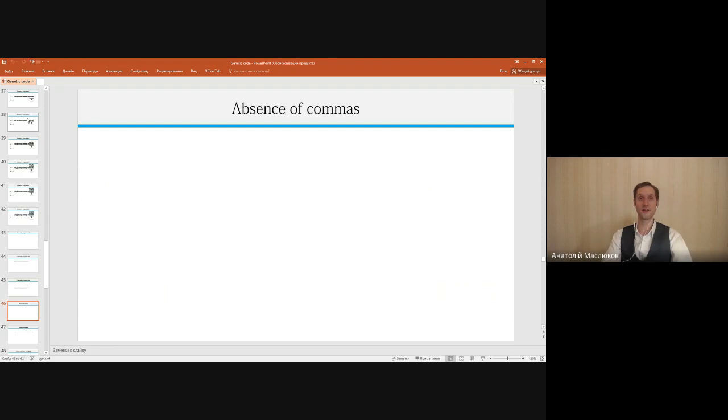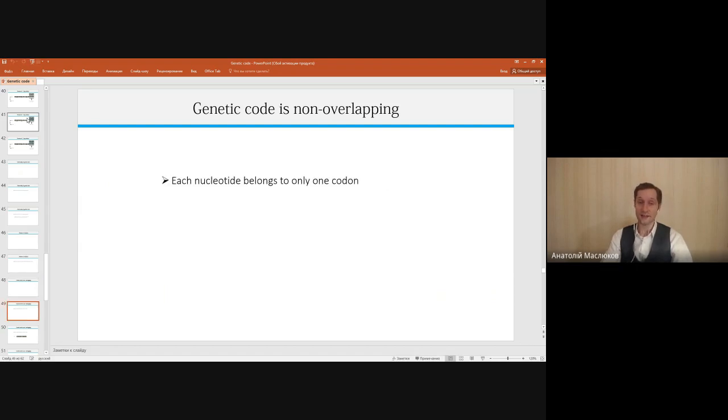Another property of the genetic code is absence of commas. So this tells you that there are no punctuation gaps between adjacent codons. Also, the genetic code is non-overlapping. This means that each nucleotide belongs to only one codon.